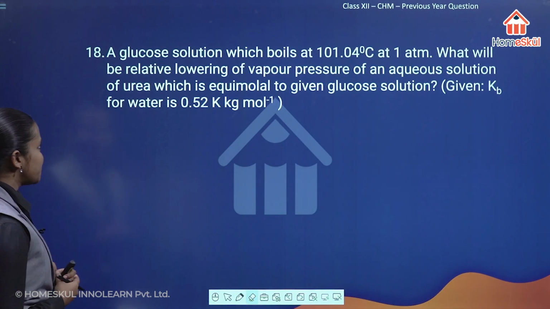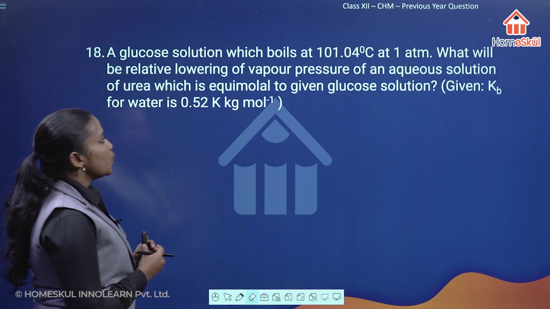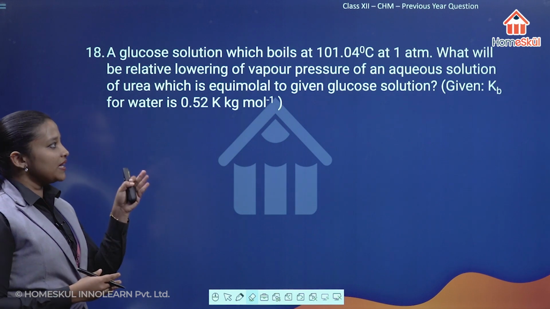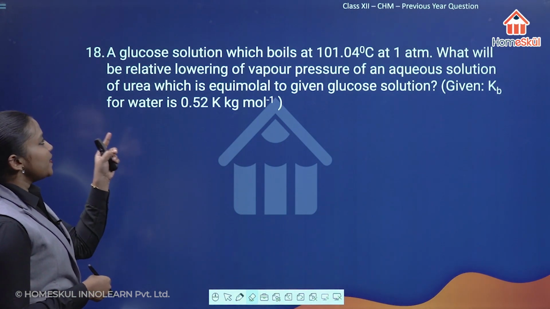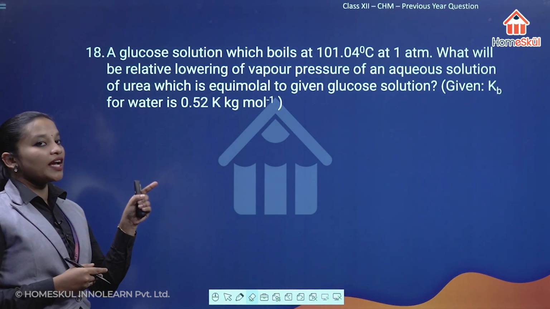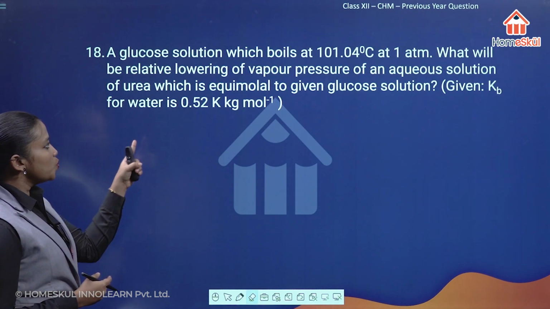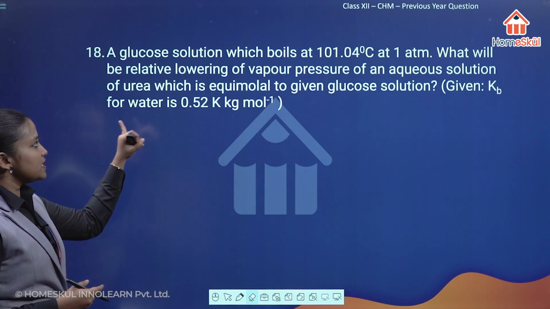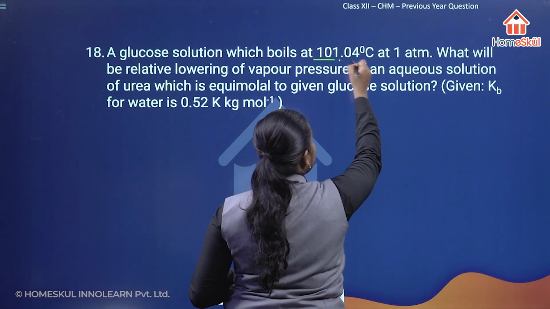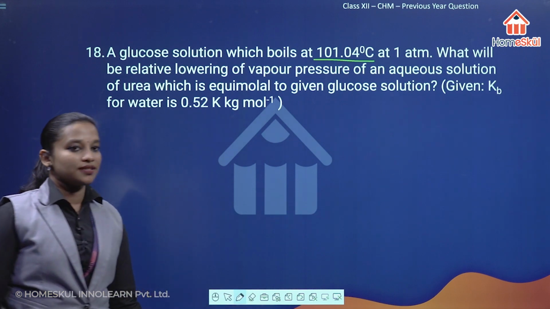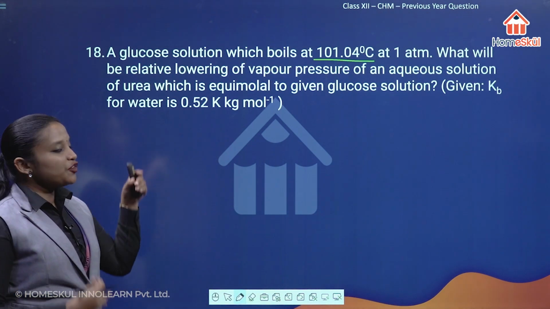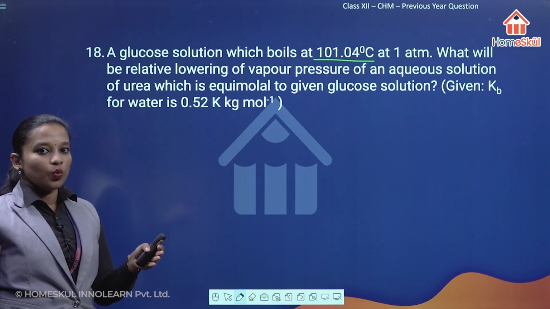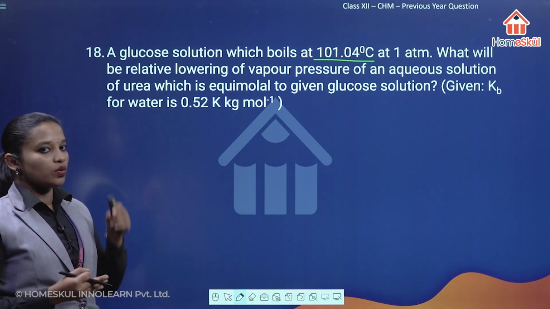Yes, 18th question. A glucose solution which boils at 101.04 degrees Celsius at 180. What will be the relative lowering of vapor pressure of an aqueous solution of urea which is equimolar to the given glucose solution? Here there is a glucose solution that boils at 101.04 degrees Celsius, and we have to find the relative lowering of vapor pressure of an aqueous solution which is equimolar to the glucose solution.